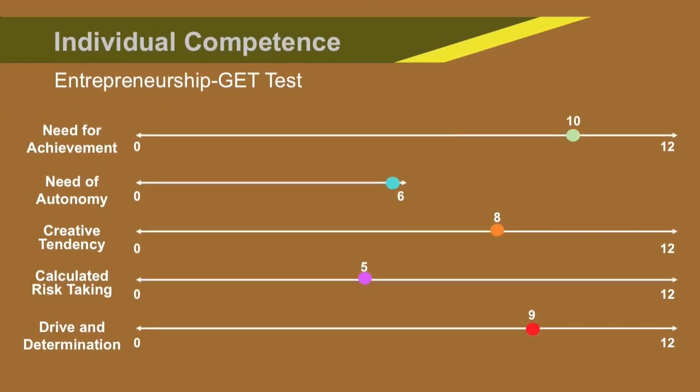And now moving on to the second test, which is the entrepreneurship GED test. My highest score in this test is need for achievement. It means that I am a result-oriented person, restless, energetic, self-confident, persistent, and determined. While my second highest score is drive and determination. It means that I take advantage of opportunities, I don't believe in fate, and I make my own luck.